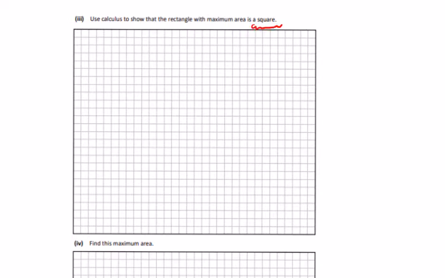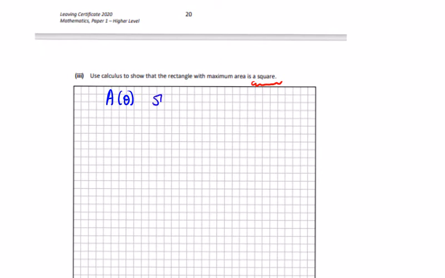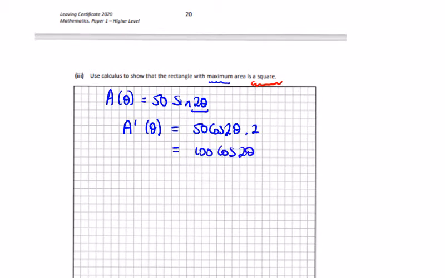So we have the area, we just got the area to be 50 sine 2 theta. Anytime we see max or min, we're going to differentiate and let it equal 0. So A prime of theta is equal to, sine goes to cos, so 50 sine 2 theta goes to 50 cos 2 theta. And we multiply by the derivative of the angle, which is 2. So we're going to get 100 cos 2 theta, and we're going to let that equal 0.